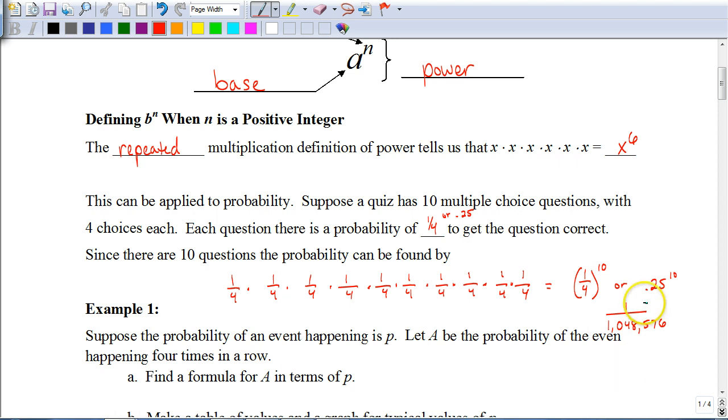Or as a decimal, if you did 0.25 to the 10th power, it's going to be a big decimal. In fact, your calculator might even put it in scientific notation, but it would be 0.000000, so 6 zeros, 954. That's what the probability would be as a decimal.